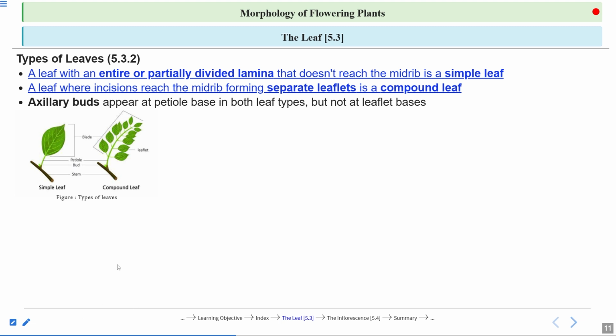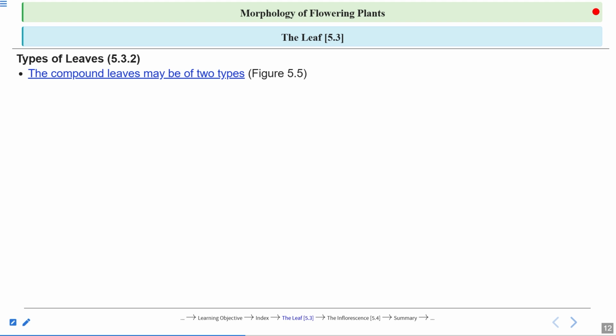Okay, and the axillary bud is only present at the leaf base, not at the base of the leaflets. Further, compound leaves may be of two types: pinnately compound and palmately compound. Now what do you mean by pinnately compound leaves? In the pinnately compound leaf, the leaflets are attached along the rachis. Example is neem.